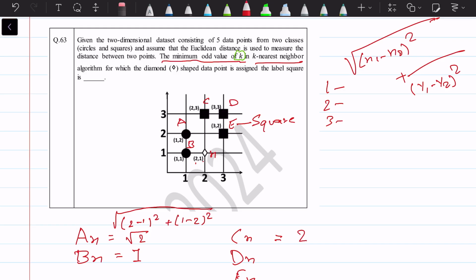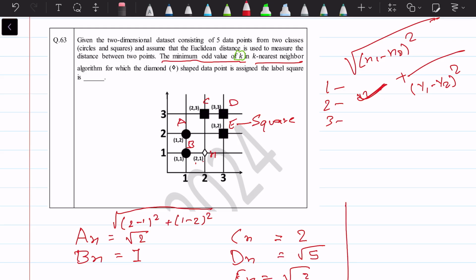So you can calculate these distances. I am just not writing it, I am doing it like this only. Then if we go for DX, that will be 3 minus 2, that is 1, and 3 minus 1, that is 2, so that will be 1 plus 4, so this distance will be root 5. And for EX, that will be 1 plus 1, that is again root 2. Fine.